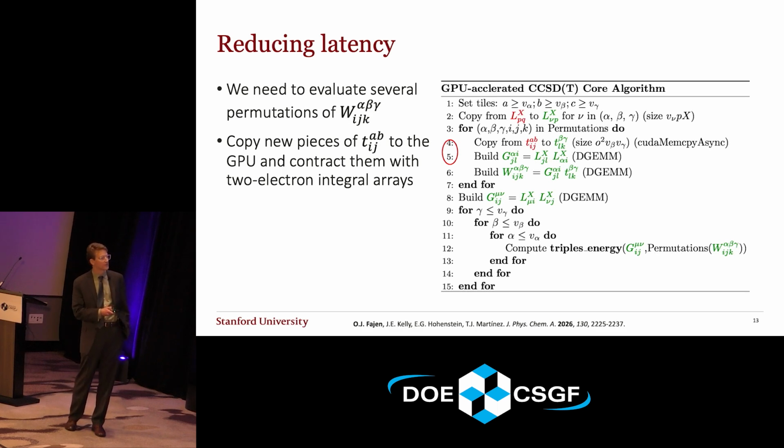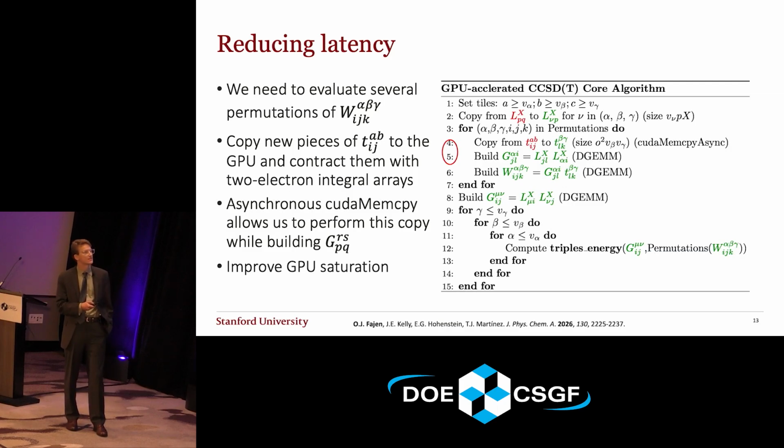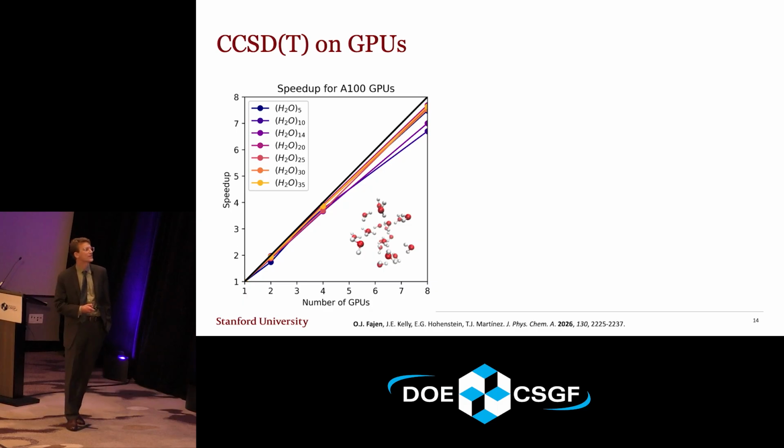Then we just need to do another of these 2-electron integral contractions and then compute the contributions to the triples energy of this particular submatrix, which we do using a custom CUDA kernel. And so this really allows us to push down the latency during the meat of the algorithm, and we're able to see this in the performance that we get looking at strong scaling across multiple GPUs. So we attain really good scaling going from 1 to 8 GPUs, even for fairly small system sizes where it's difficult to saturate the GPU.